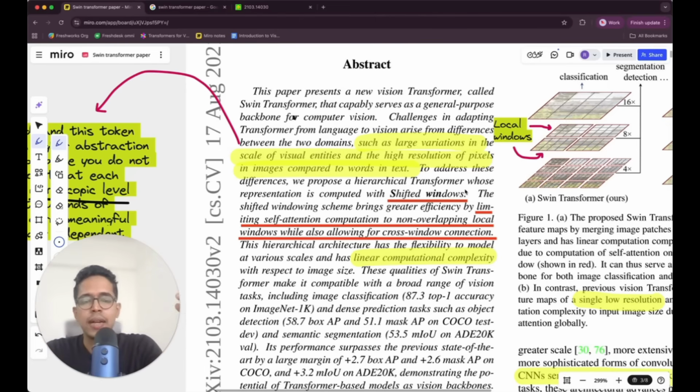That's the whole reason why transformer is being used. So how do you do that? For that you introduce the shifted window idea. So why is this beneficial over vision transformer?